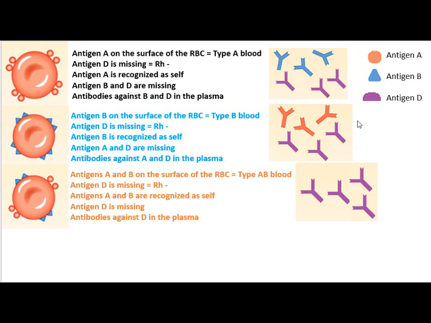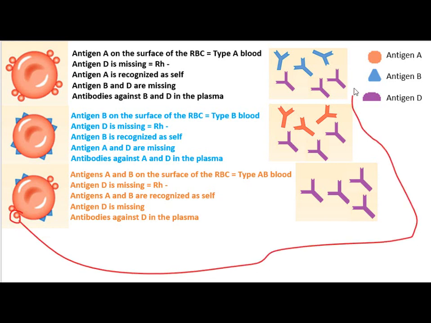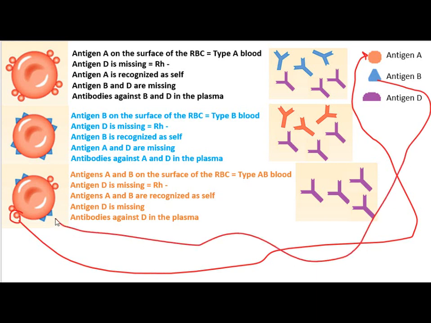What kind of blood is this? I see antigen A right over here. I see this shape. And I see antigen B, and antigen D on the surface. So because it has antigen A and B, what type of blood is it? It's AB blood.